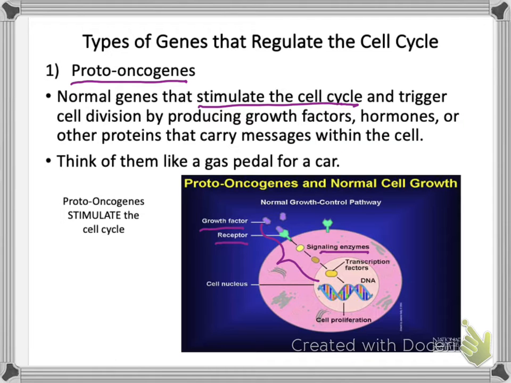And those are important because if there's DNA damage or the body needs to grow, the cell needs to know it's time to divide. So think of proto-oncogenes like a gas pedal for the car. They make the car go.